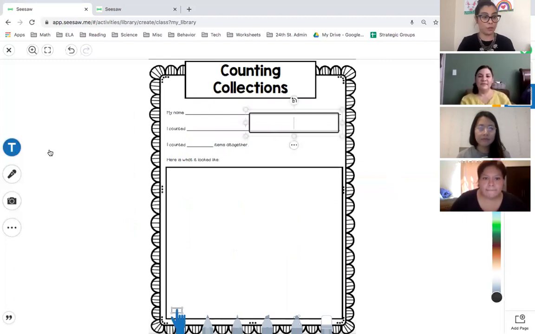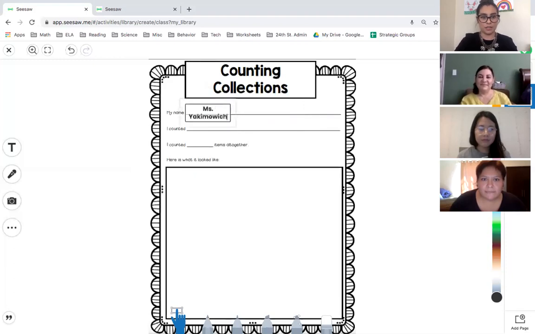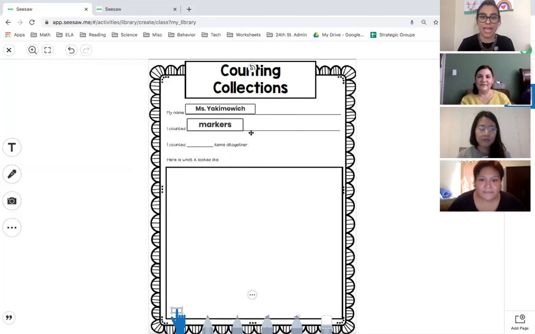So we want to make sure that we put our name. You don't have to, but it's nice to know who's doing this, what you counted. I counted markers. That's our collection. And remember, you can always move around your text box, make it smaller, make it bigger. All right. And I liked some of my friends are putting how many groups in this, and I really appreciate that. And I think that's some higher level thinking, and I'll share that with you in a minute.